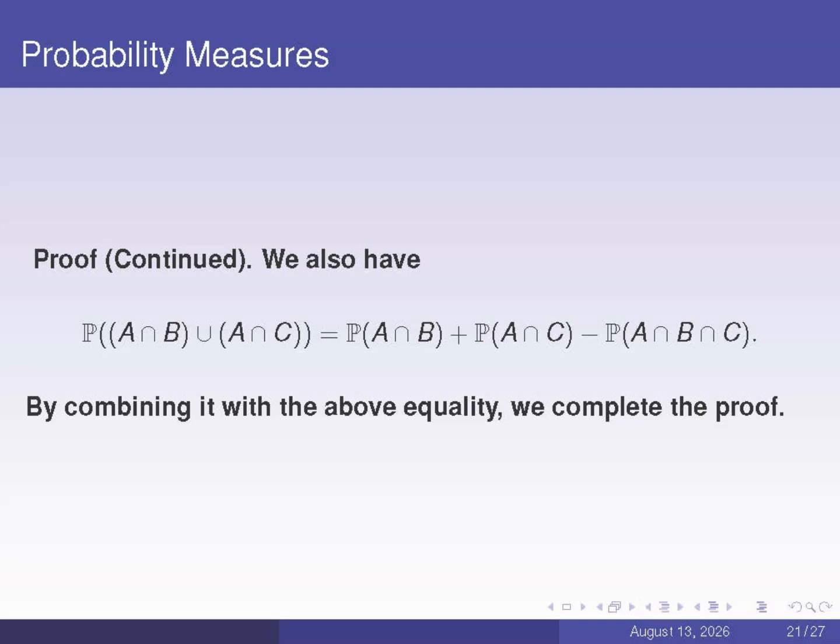Next, we need to compute the last expression from the previous screen. We observe that this expression also represents the probability of the union of two events. Therefore, applying the formula for the union of two events once more yields the equality in the second line. Combining this equality with the one from the previous screen completes the proof.